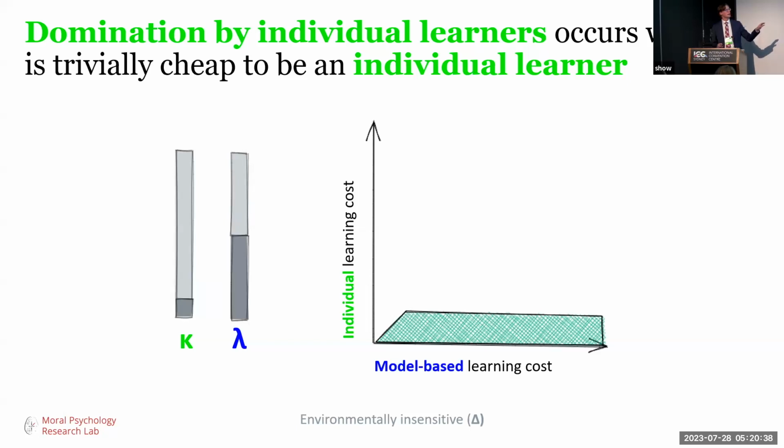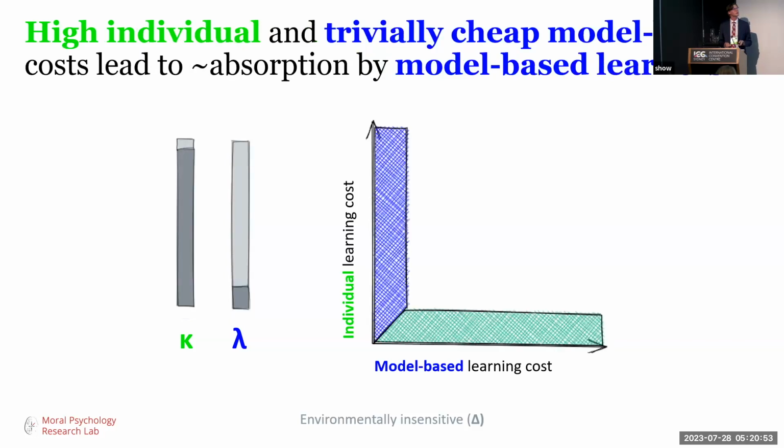Here, when individual learning cost is really cheap, regardless of what else goes on in the model with model-based learning cost or with environmental volatility, individual learners will flawlessly get the right answer. So there's no point in doing anything else. The population gets dominated by individual learners. In this region of the space, when high individual learning costs happen, but there are trivial model-based learning costs, model-based is kind of a next best thing to individual learning, where you nearly have a complete absorption of the population by model-based social learners.